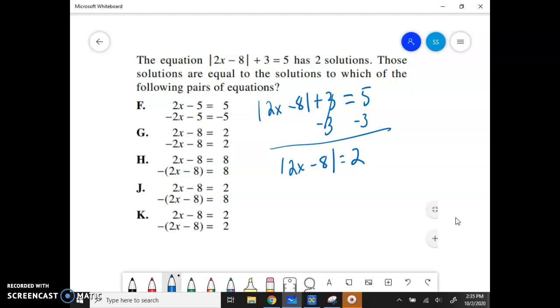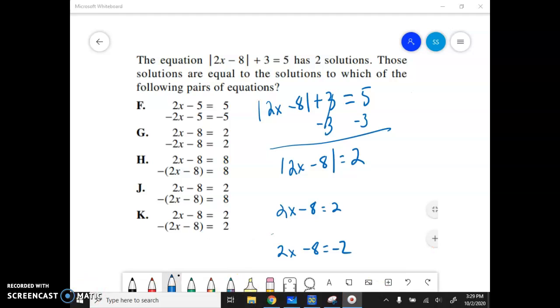And then you check, is there going to be a solution, right? That was like that step 1.5. This is a positive 2, so this will have two solutions, right? Because inside here we could either equal 2 or negative 2, so we're going to set up two equations. So we get 2x minus 8 is equal to 2, and 2x minus 8 is equal to negative 2. All right, and so this is what this problem is kind of looking for. So we need to find this option in our answer.